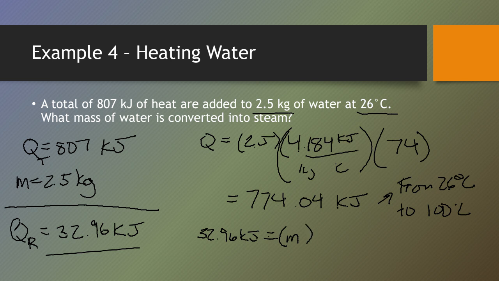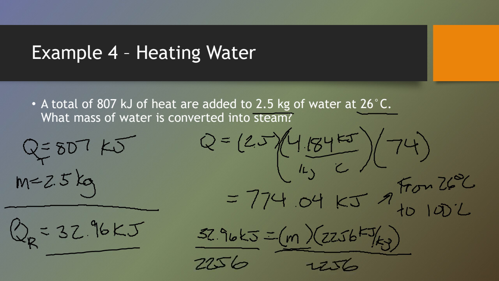We want to know how much turns to steam, and that latent heat of vaporization does not change. Kilojoules per kilogram. And so now we would just divide both sides by 2256. And we find that the mass in kilograms is 0.0146, or about 14.6 grams.